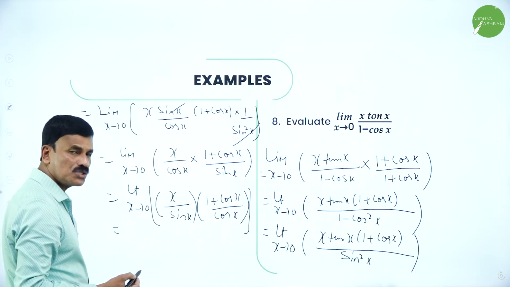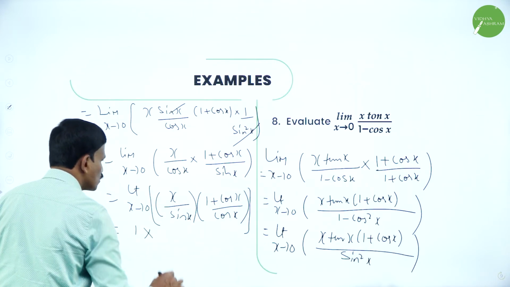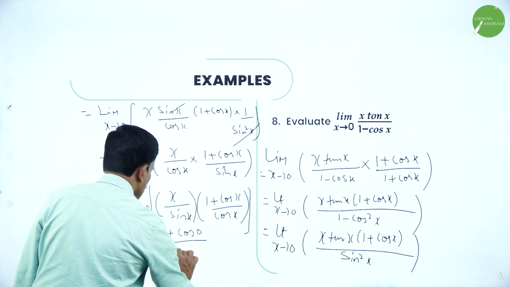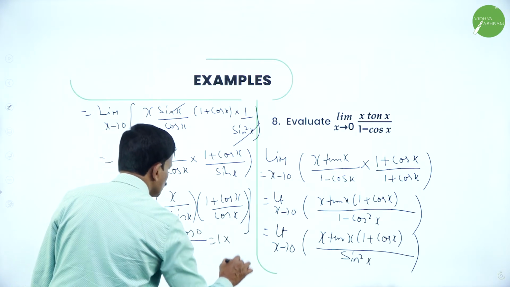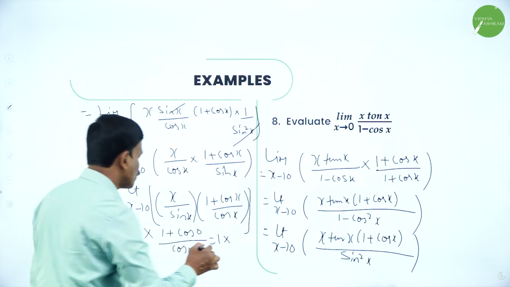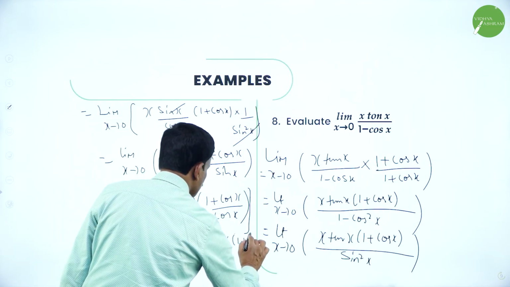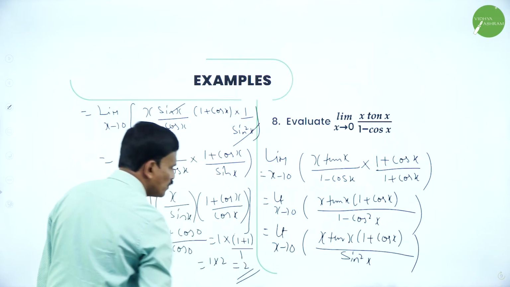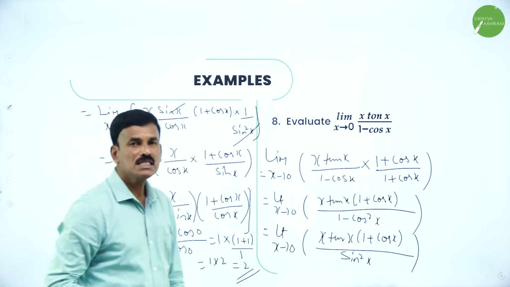So limit x tends to 0 of x by sin x is equal to 1, into 1 plus cos 0 divided by cos 0. Cos 0 is 1, so 1 plus 1 divided by 1, that is 1 into 2, is equal to 2. The simplified answer, 2, is the evaluated answer.